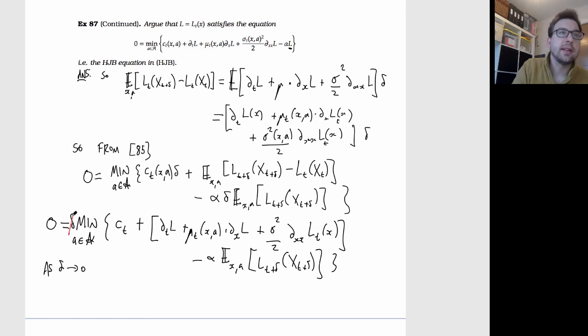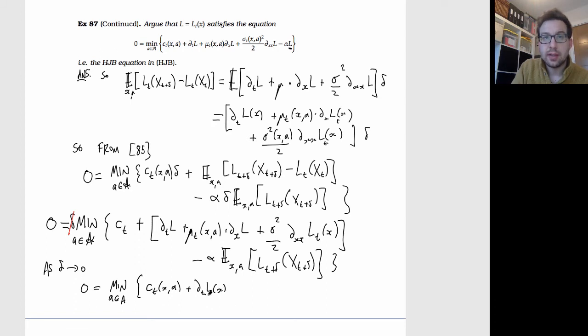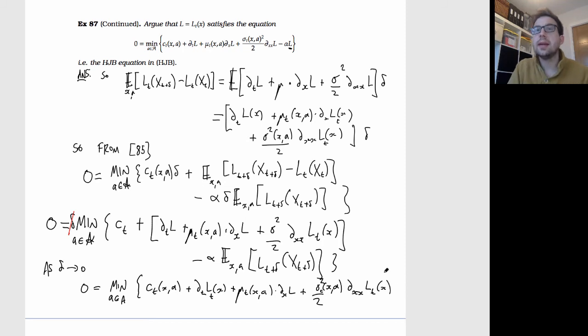So as delta goes to 0, first of all, cancelling this guy out and letting delta go to 0, we arrive at the equation 0 equals the minimum over the set of actions c of t of x of a, plus partial derivative of L of x of t, plus x of t of x of a dotted with the partial derivative of L, plus sigma squared over 2 of x at time t of x of a, second order partial derivative of that guy with respect to x, then minus alpha lots of this guy evaluated when delta equals 0, which gives me L of t of x. In other words, I get exactly this.